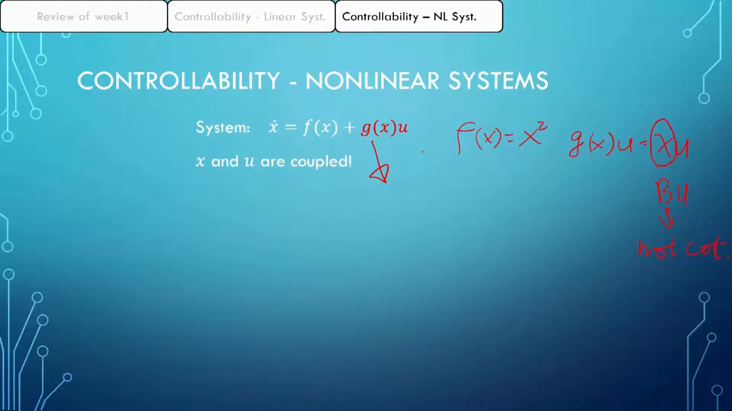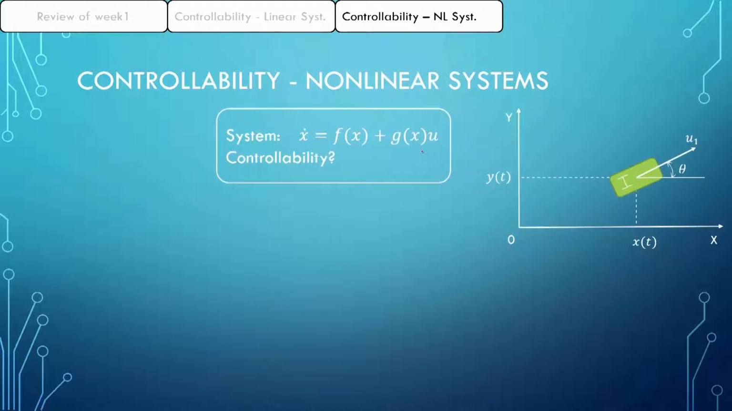G of x u could be xu. Okay, so this x changes every time. So here is an example that is like a turtle bot. So the dynamics is you have only one control. So in the first case, these two examples.